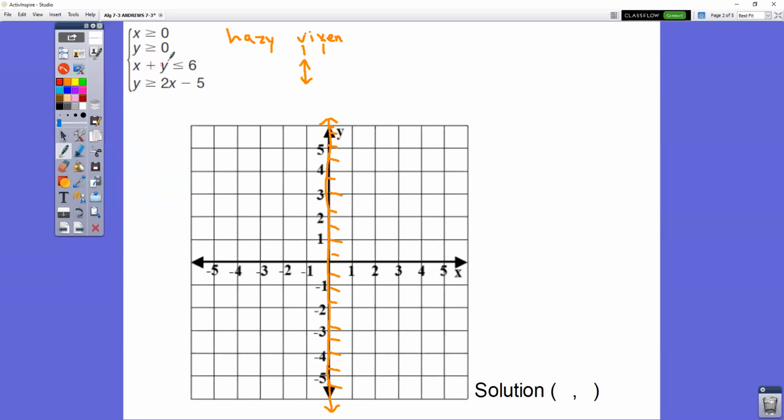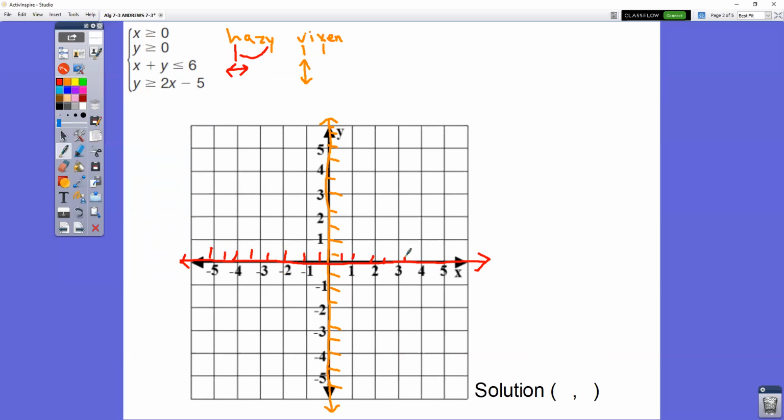For the second one, I have y is greater than or equal to 0. Well, y goes with horizontal, so y is going to be a horizontal line going straight across at 0. This one is again a solid line because we see the or equal to. And we want all the numbers that are bigger than 0, so we're looking at all the numbers up above this.